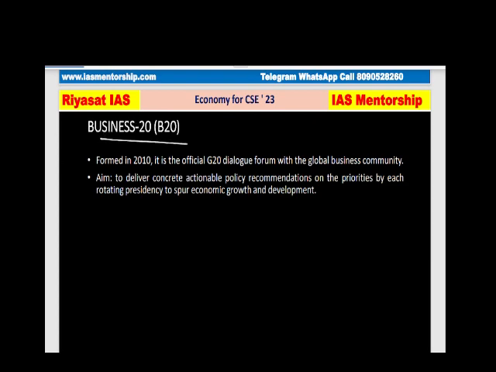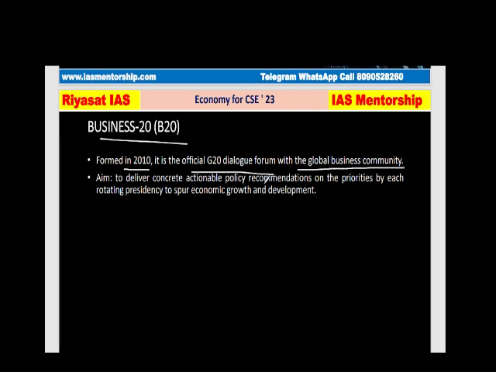Next, Business 20. This can come in a one-statement question: what do you mean by Business 20? This Business 20 was formed in 2010 and it is the official G20 dialogue forum with the global business community. What is being said is that if the G20 group is doing a business meeting, an exclusive business meeting, then that is called Business 20. If the G20 talks about business, it becomes B20. Clear, nothing much here. Okay, moving ahead.